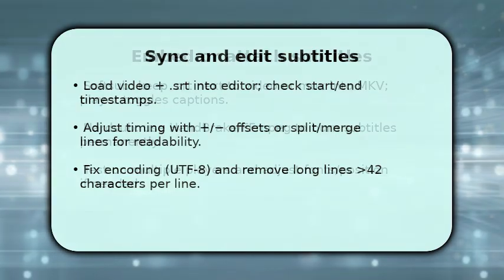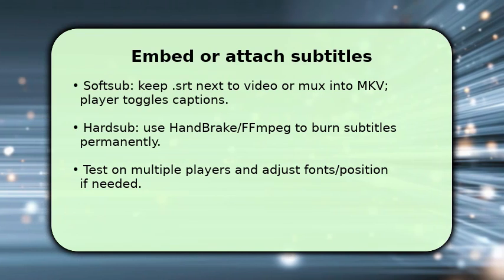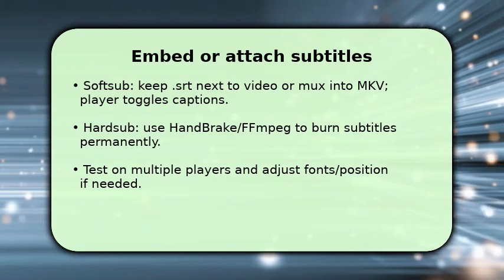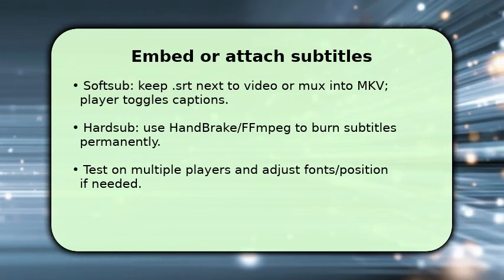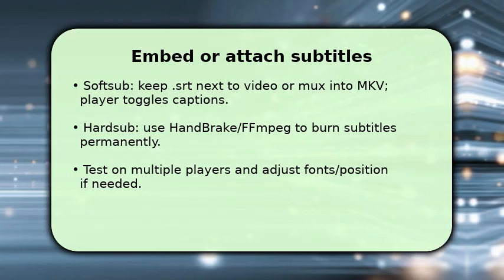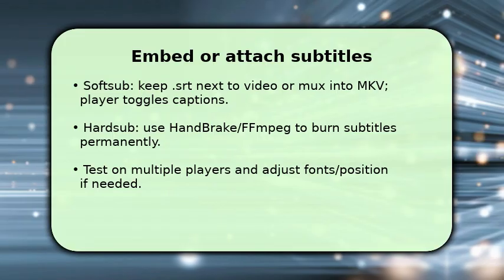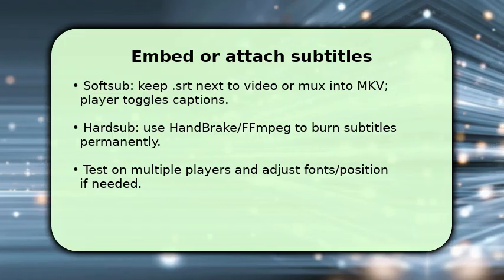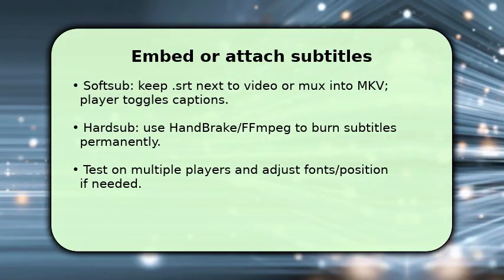For soft subs, place the SRT beside the video or mux it into an MKV so viewers can toggle captions. For permanent subtitles, encode with Handbrake or FFmpeg to burn them in. After encoding, test the final file on at least 2 players and on mobile to confirm timing and legibility.